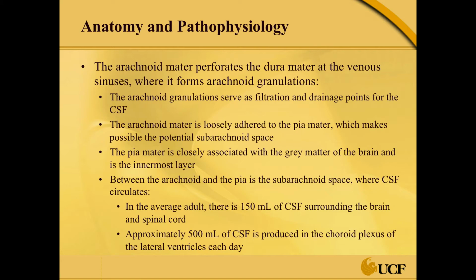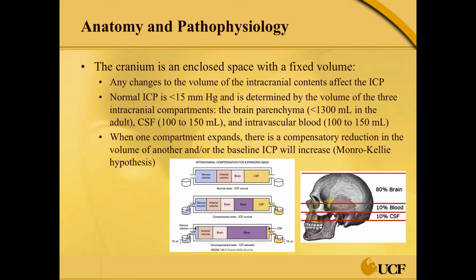And there's about 150 cc's of CSF that surrounds the brain and spinal cord of adults, and about 500 cc's is produced by the choroid plexus of the lateral ventricles every day. And if you remember the name of the cells that produce that, it's the ependymal cells that actually produce the CSF. The cranium, as we know, is an enclosed space. It's got a very fixed volume, 80% of which is the brain, 10% is the blood, and 10% is the CSF. Okay? Any changes in the volume of the intracranial vault will affect the ICP.